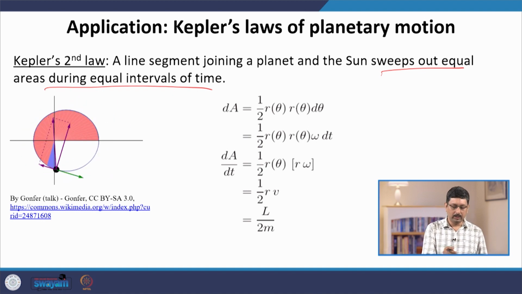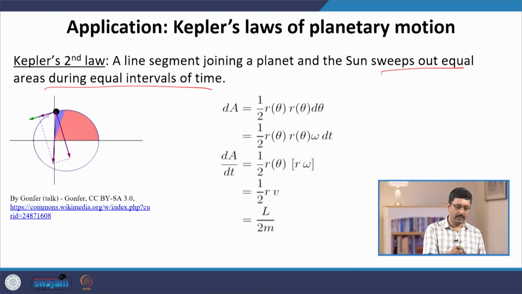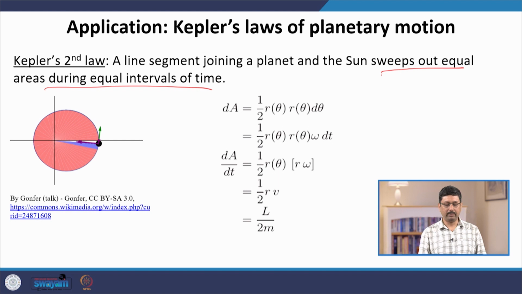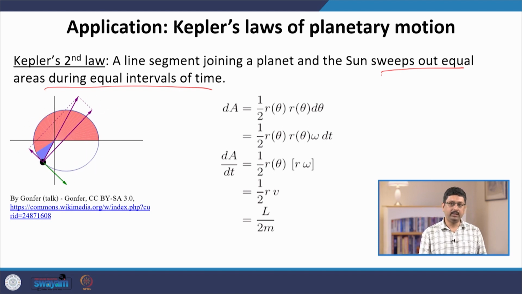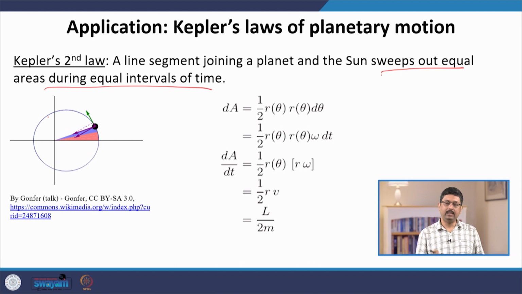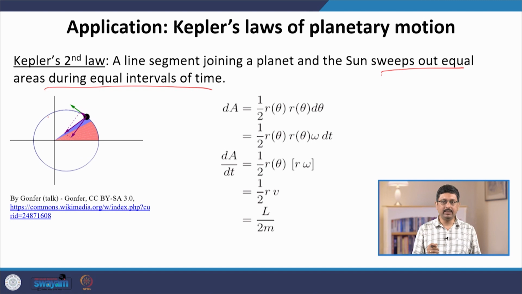Why? Because for an equal amount of time, if the speed is higher, then it will cover more angular arc, so the blue shaded region will appear wider, whereas if the speed is small, then the arc length will be narrow and the triangle will appear narrower. But Kepler's law says that the area of the blue shaded region for an equal amount of time delta t is always the same. So, let us derive this, it is very easy to derive.